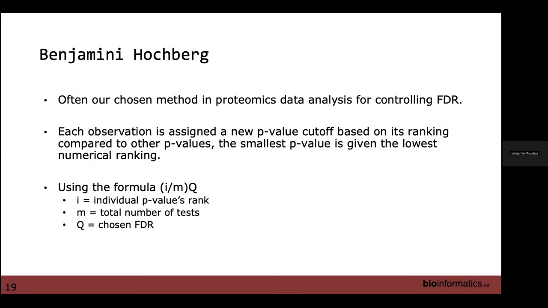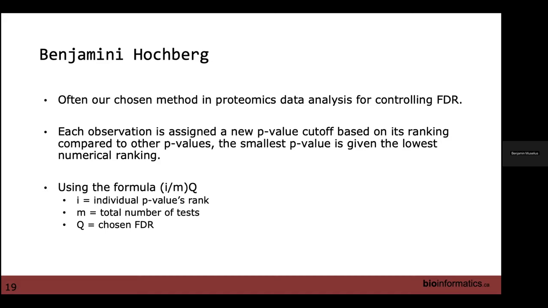So there are multiple methods to address this, as I said, but one method that we like to use in proteomics is called a Benjamini-Hochberg adjustment. So here, each observation is assigned a new p-value cutoff based on its ranking compared to other p-values. The smallest p-value is given the lowest numerical ranking. And that's governed by this test here. So i over m times Q, where i is the individual p-value's rank, m is the total number of tests you're doing, and Q is your chosen FDR.